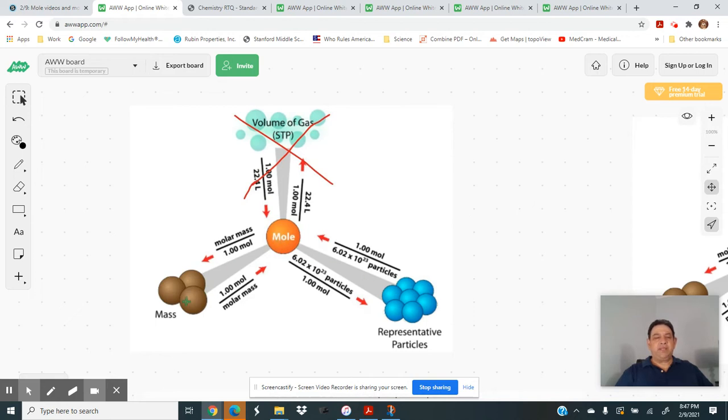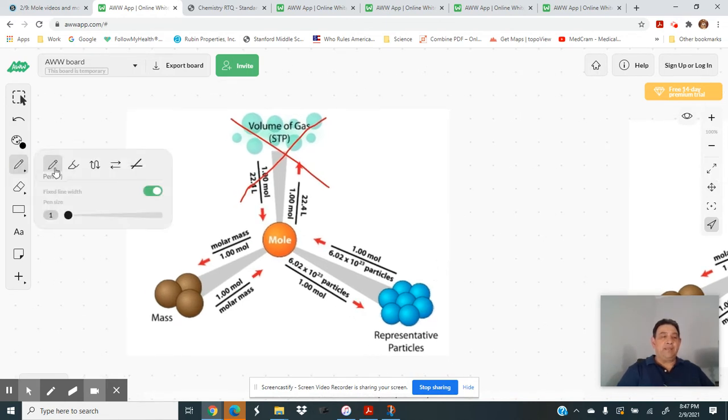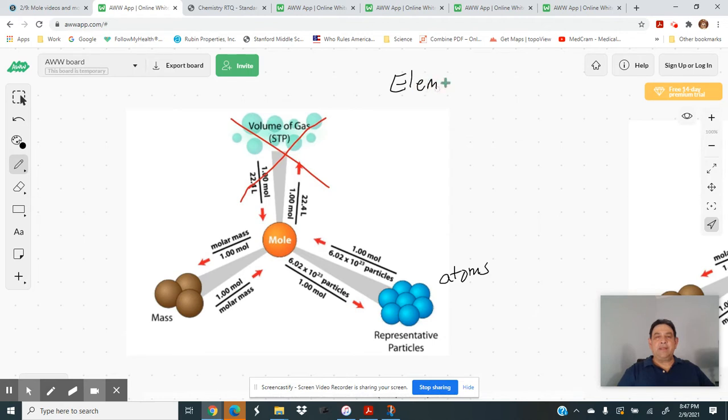Remember that each one of these drawings or figures represents a different quantity, a different number that you can calculate. Here's the mole, in the center. Over here, representative particles. In this case, representative particles are going to be atoms, because we're going to be working with elements. Elements are made from atoms.